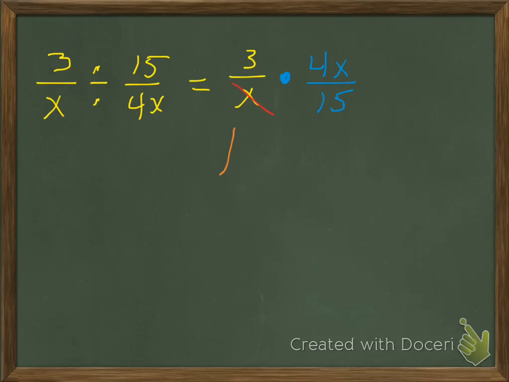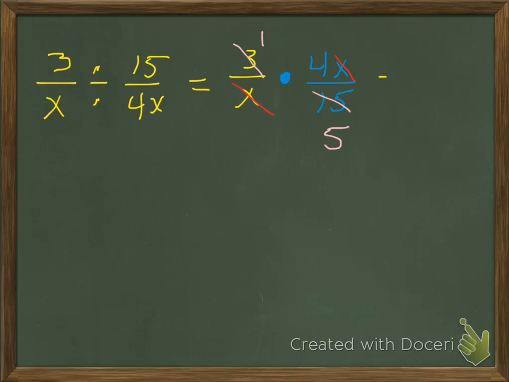Okay, and then I'm just going to cancel now. So I see I have x in the numerator and x in the denominator. Everything's factored. And then I look at the 3 and the 15. They have a greatest common factor of 3. So 3 goes into 3 once, into 15 5 times. And we just multiply straight across.